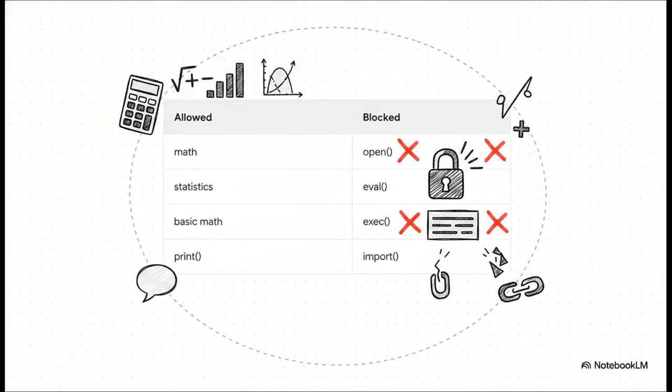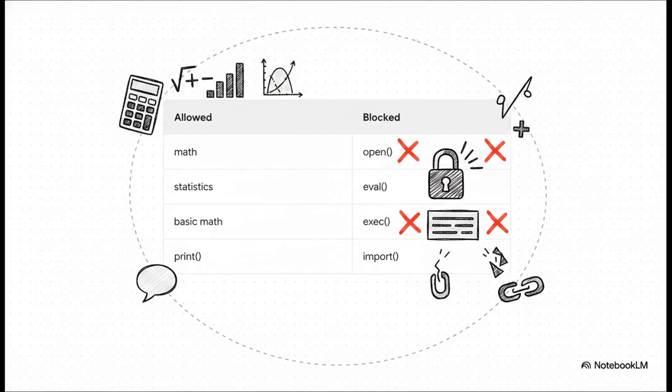Next up, we are handing the model a heavily restricted Python interpreter. Now, why on earth would we do that? Well, because small language models are just notoriously bad at precise arithmetic and exact string manipulation. Instead of forcing the model to try and do complex math in its head, we're giving it a calculator. But, and this is crucial, it is a very restricted one.